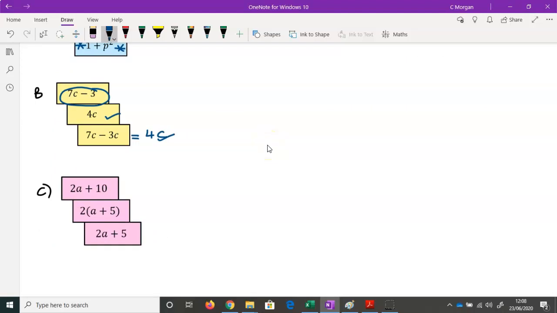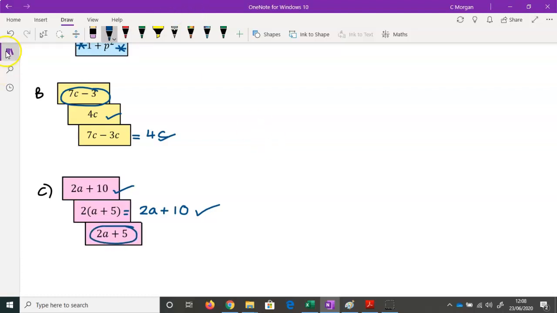Have a look at the last bunch of 3. Press pause. Okay. The only expression that I can actually do anything with is the second one. I'm going to expand the brackets. 2 lots of A is 2A and 2 lots of 5 is 10. So 2A add 10. I can see the first and the second two expressions are the same, which leaves 2A add 5 as the odd one out.